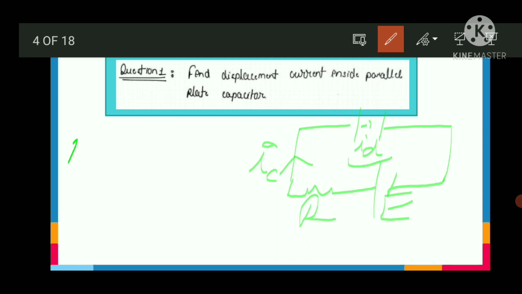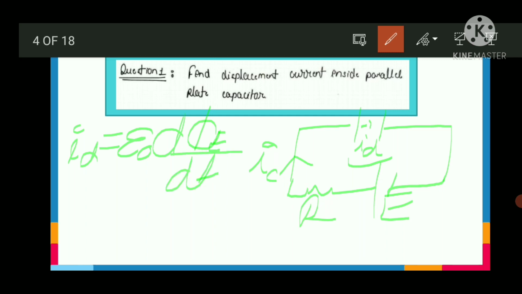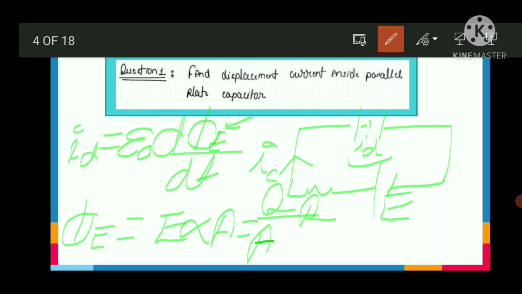So friends, I think you know one formula, ID equals epsilon 0 times d phi E upon dt, where this is electric flux. So its value, phi E equals electric field multiplied by area. The reason I have not used the vector sign is that, as you know, electric field and area are parallel in this case. So the electric field inside the parallel plate capacitor, I think you know, is the charge on the capacitor divided by area of the capacitor into epsilon naught, and this is multiplied by area, so that A and A get cancelled out and we are just left with q upon epsilon 0.